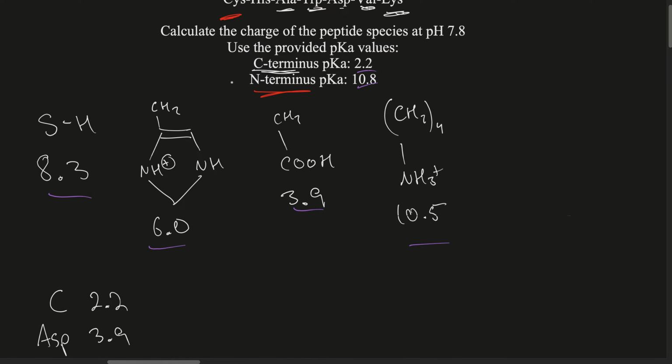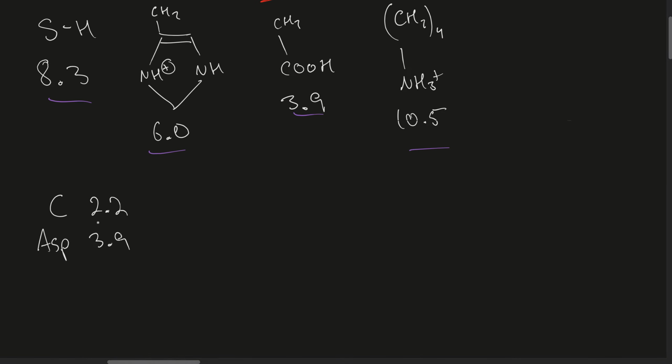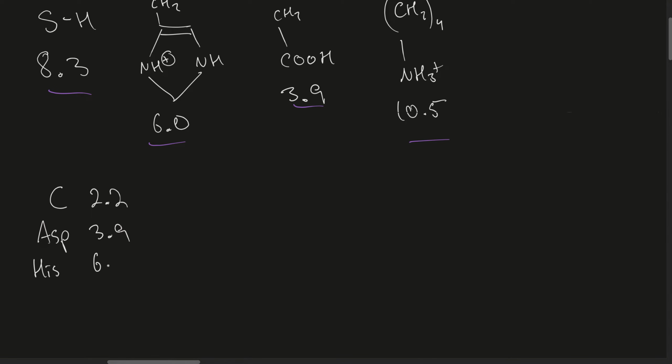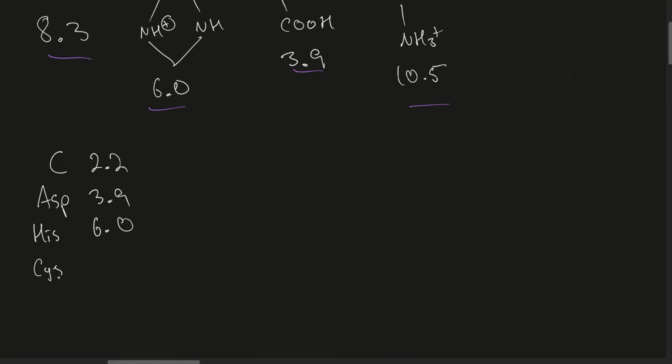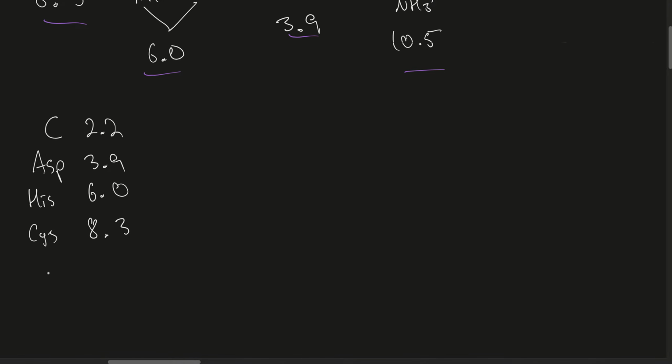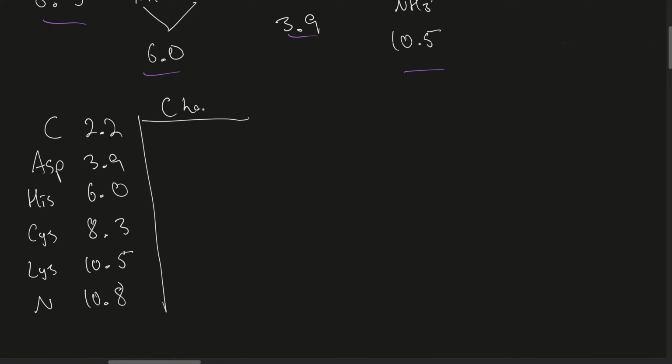And then we have our next highest, which is histidine, at 6.0. We have our cysteine at 8.3. We have our lysine group at 10.5. And then we have our N-terminus at 10.8. And we're going to compare that to the pH that we have. The pH that we have is 7.8. So a pH of 7.8 is a lot higher than the pKa of the C-terminus, which means comparatively this is a basic pH for the C-terminus. And so the C-terminus is going to be deprotonated and provide a -1 charge.